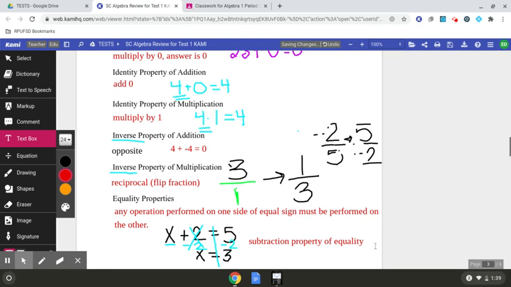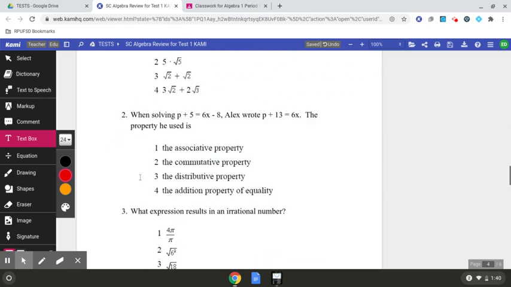So again, let's say I was multiplying on both sides to solve it. Then it would be the multiplication property of equality. If I was adding, it would be the addition property of equality. And if I was dividing, it would be the division property of equality. So these are your equality properties.